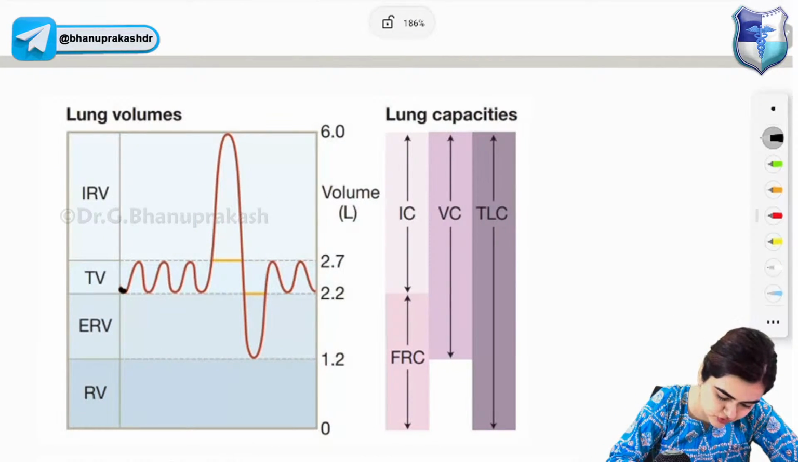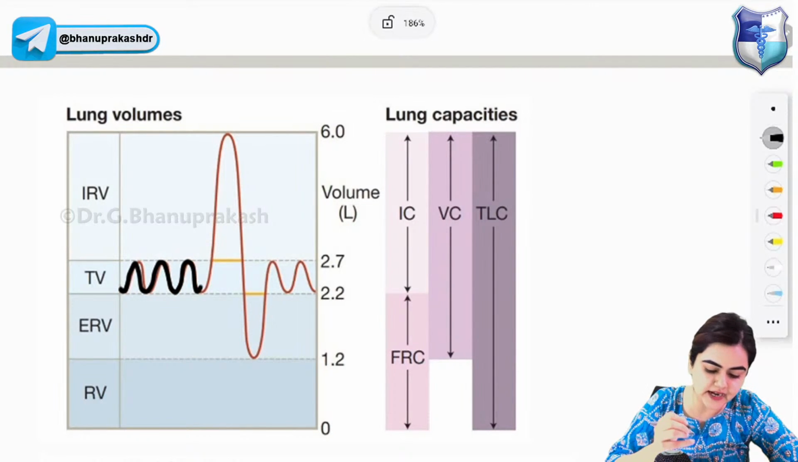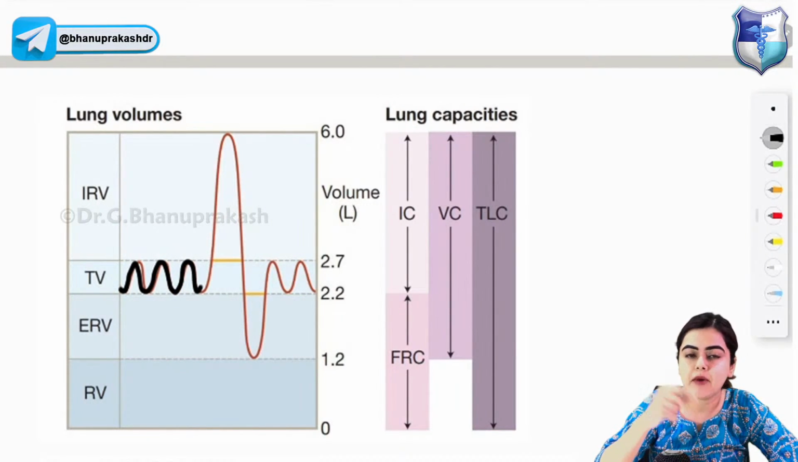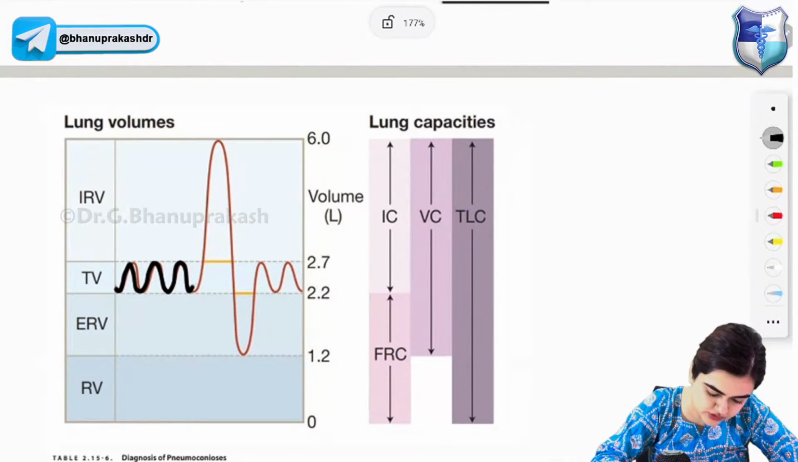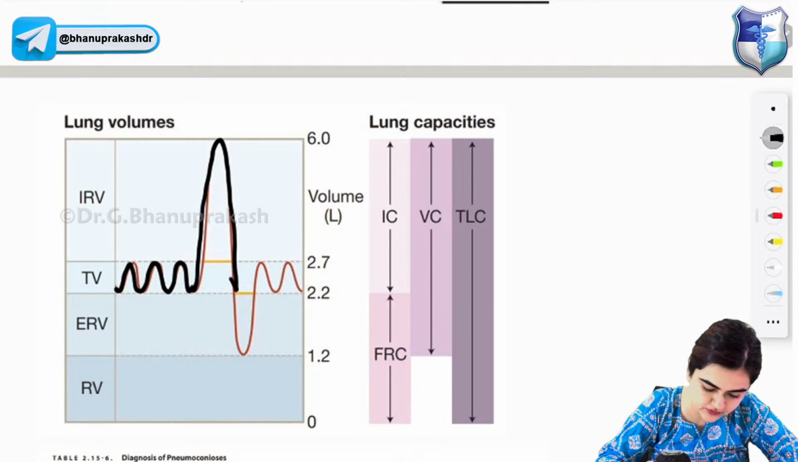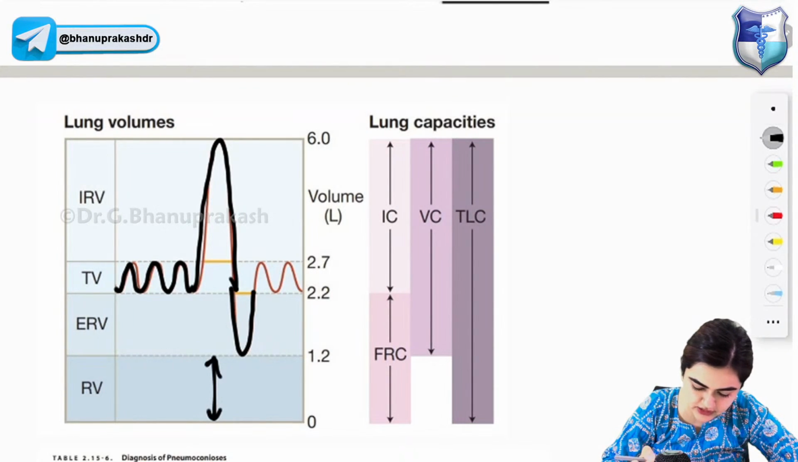So this is showing you tidal volume. What is tidal volume? Tidal volume is the amount of air inspired or expired in normal respiration, that is approximately 500 ml. Now this one is inspiratory reserve volume. This one is expiratory reserve volume, and finally we have the residual volume inside the lungs.